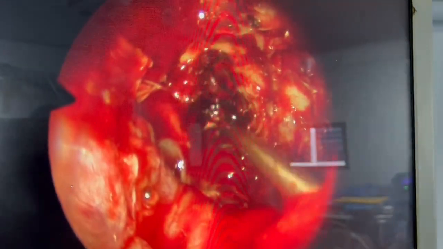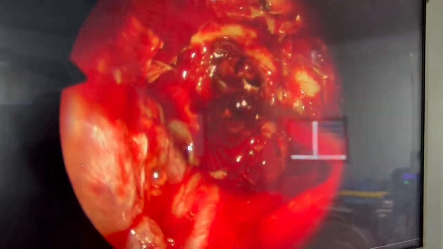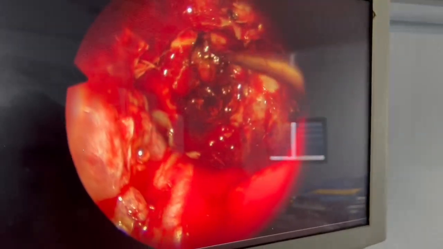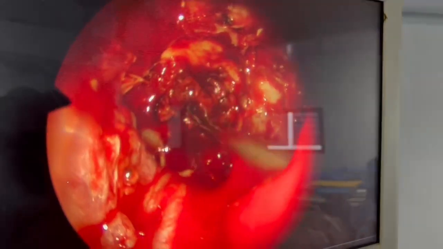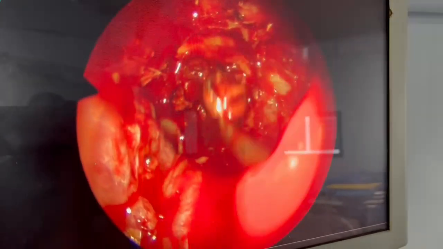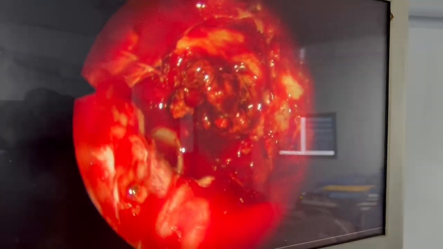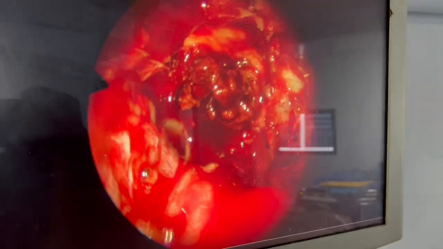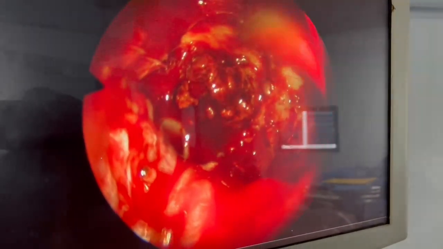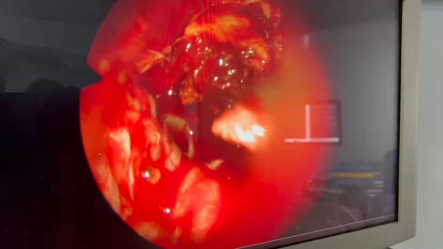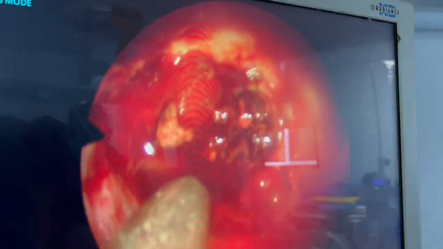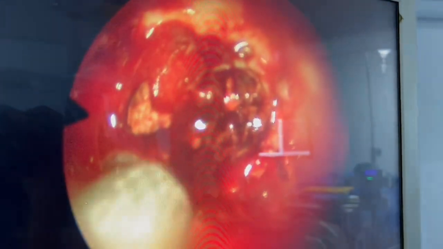The third phase is the sellar phase. In this phase, the dura was opened carefully and the hematoma evaluated. You can see the reddish hematoma coming out from the sella. After evacuation of the hematoma, removal of the tumor was done with curette and forceps. In apoplexy cases, the dura is always bluish in color, while in normal pituitary tumor cases, the dura is white.